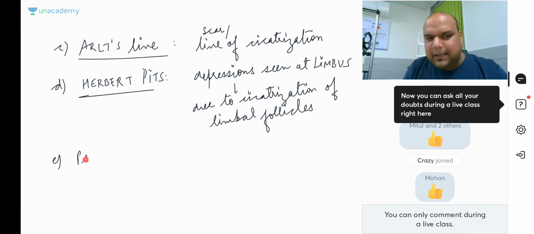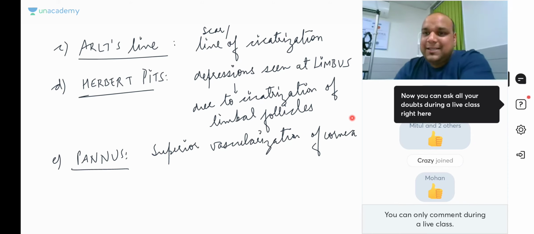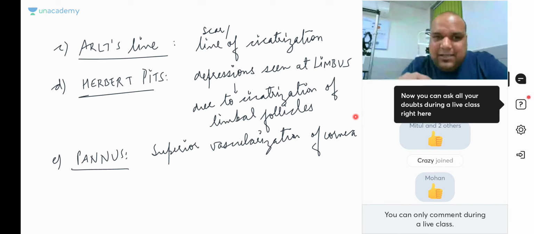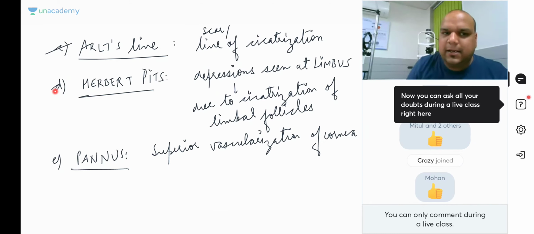And then the last important sign is pannus. What is pannus, everybody? Pannus is superficial vascularization of the cornea. Cornea is avascular, I hope you will remember this, but in this case you will find that there is infiltration happening in the cornea, and along with that there is vascularization happening in the cornea. Okay, so please remember sago grain follicles. Then please remember the important features: Arlt's line, Herbert pits, and pannus.